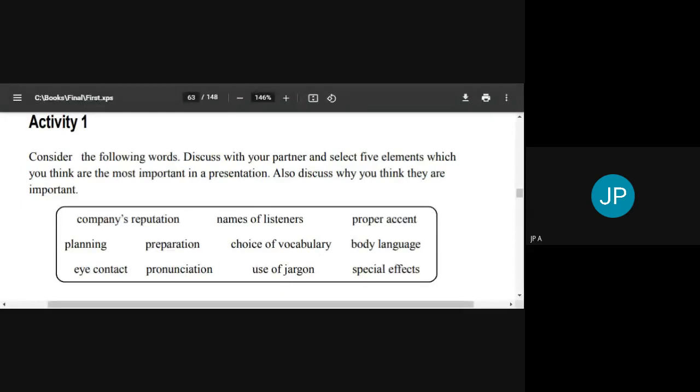Then comes accent. So there is a slight difference between pronunciation and accent. Pronunciation is the utterance, and accent is the style of the language, the style of speaking. Yes, Fatima, Sharan. So both are important when we are making a presentation. Pronunciation as well as accent is important.